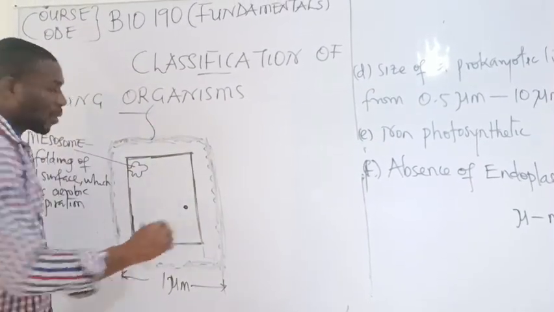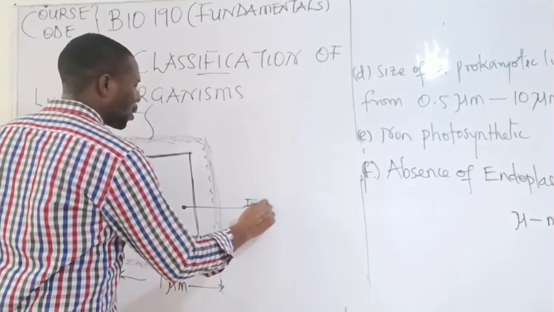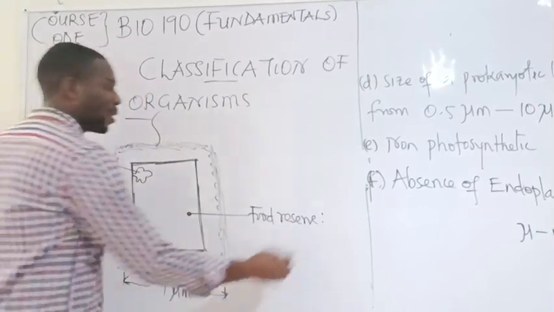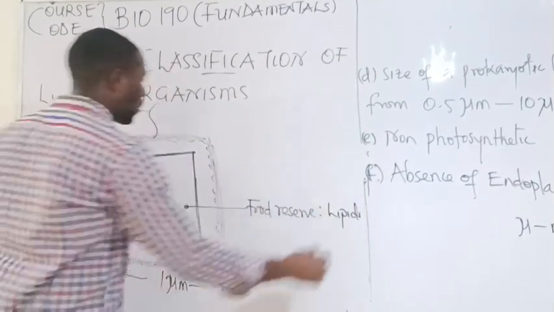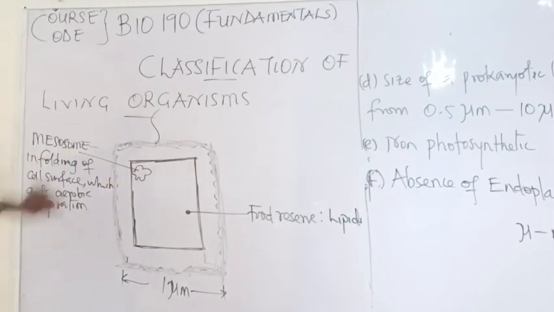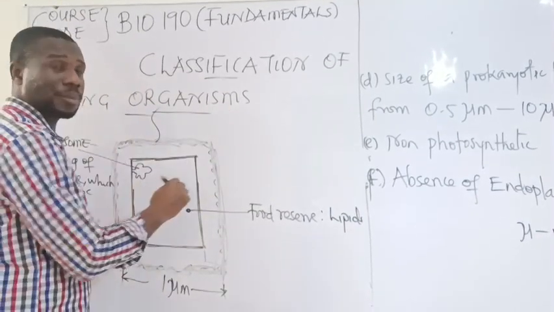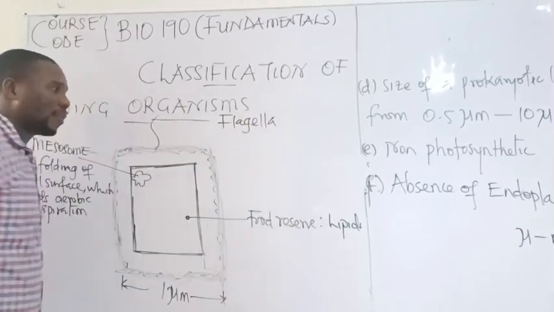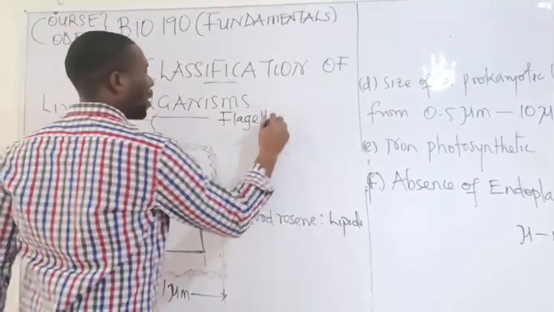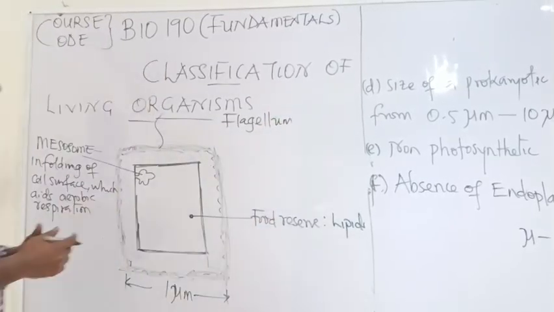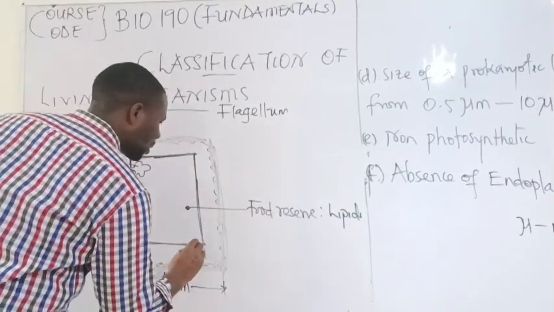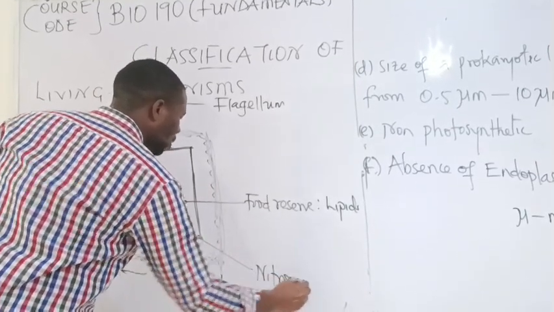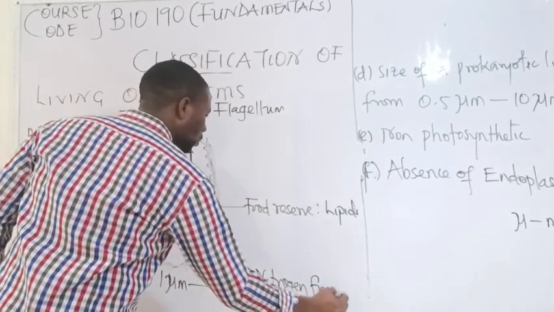Now we also have where food is reserved. So we have a food reserve here. An example of the kind of food you find here is lipids, that is fat and oil. And this is the organelle by which it moves. We'll call it the flagella. Flagella is plural, though I'm likely to use the word flagella for singular. Then this is the site whereby nitrogen is fixed, so this is for nitrogen fixation.